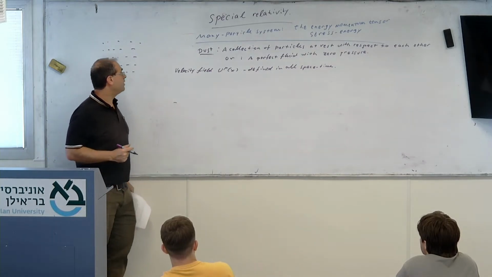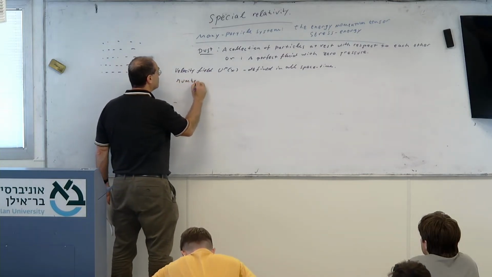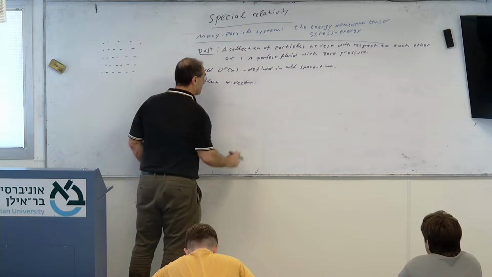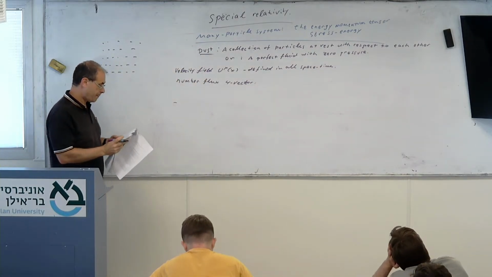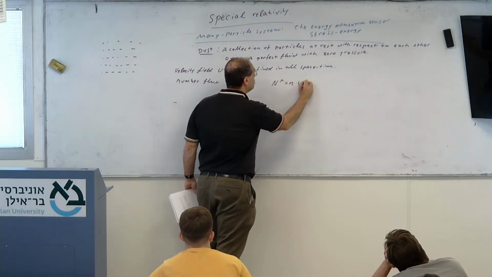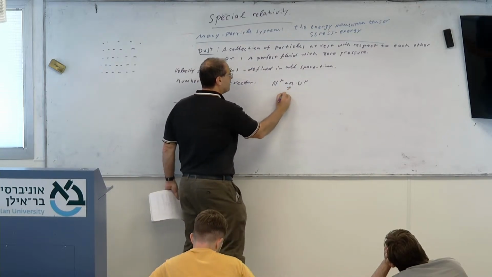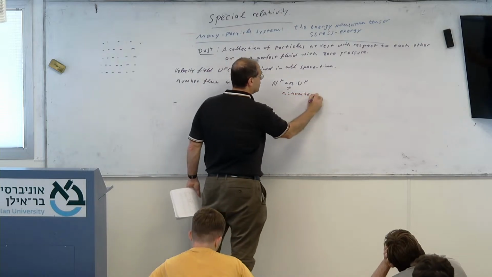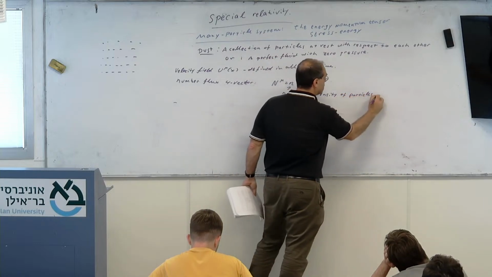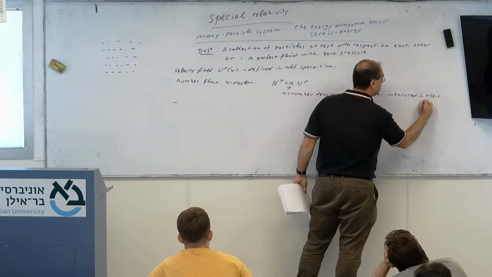Now we can define the number flux four-vector N^mu is n times u^mu, where n is the number density of particles as measured in their rest frame.